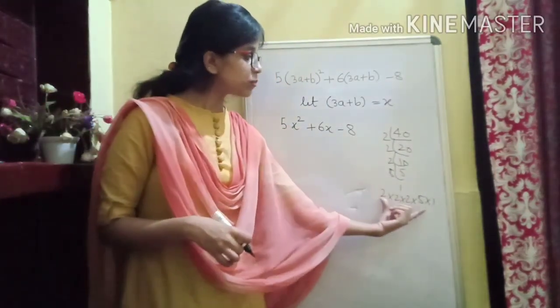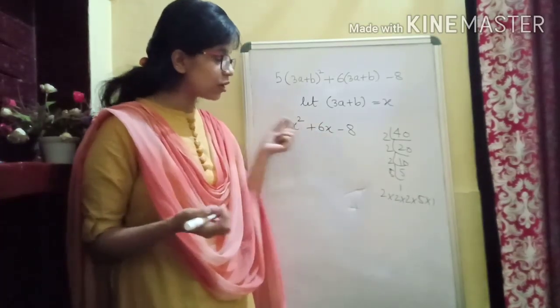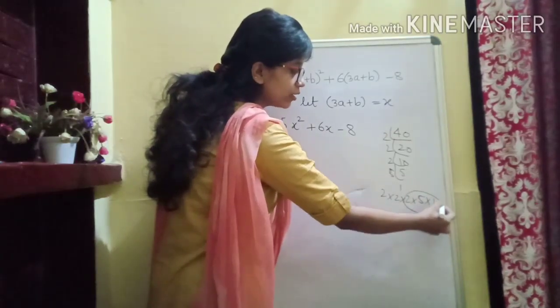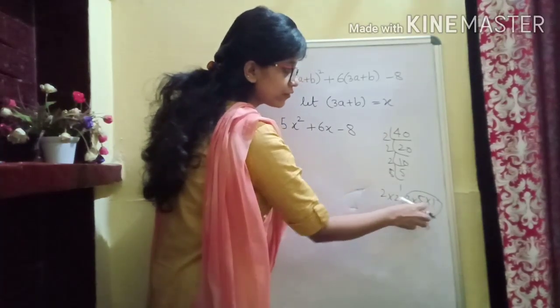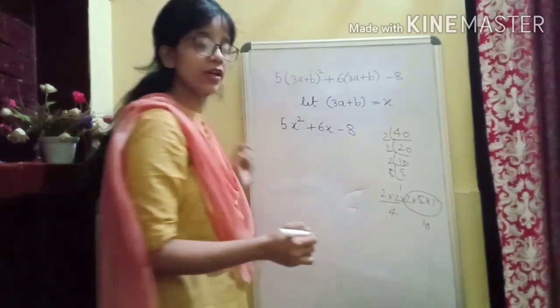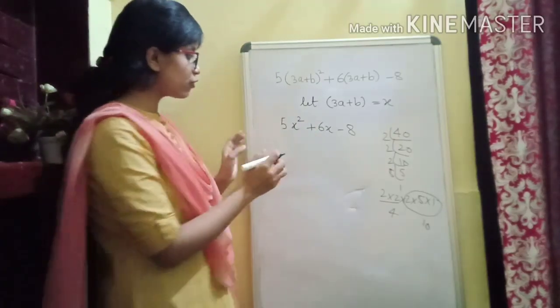Now we have to split these numbers into two such numbers so that we get plus 6. If we take these three numbers together, that will give you 10: 5 twos are 10, into 1 is 10. And this 2 into 2 will give you 4, and 10 minus 4 will give you plus 6. So that's how we write.